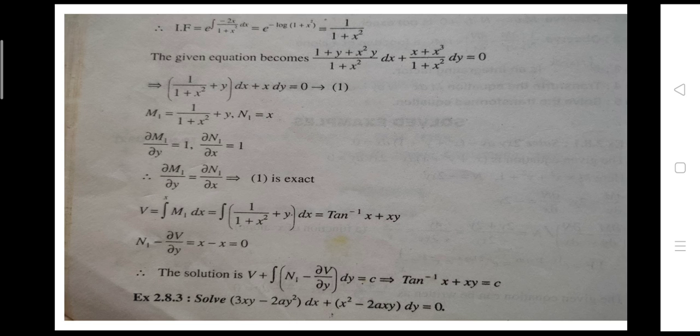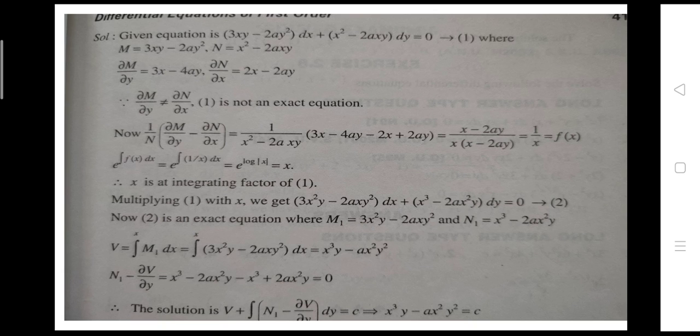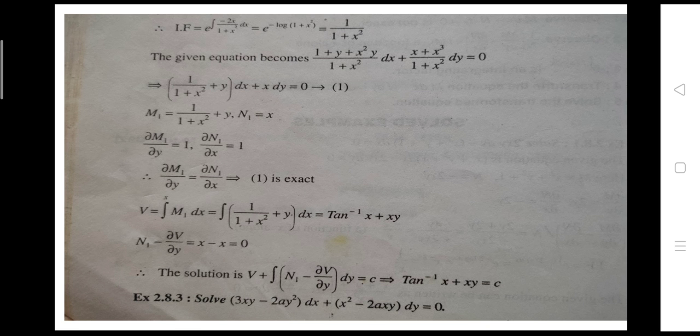Now you see another example. Solve (3xy minus 2ay²) dx plus (x² minus 2axy) dy is equal to 0. Continue to the next slide. What is the given differential equation? The given differential equation is (3xy minus 2ay²) dx plus (x² minus 2axy) dy is equal to 0. This is called equation 1.